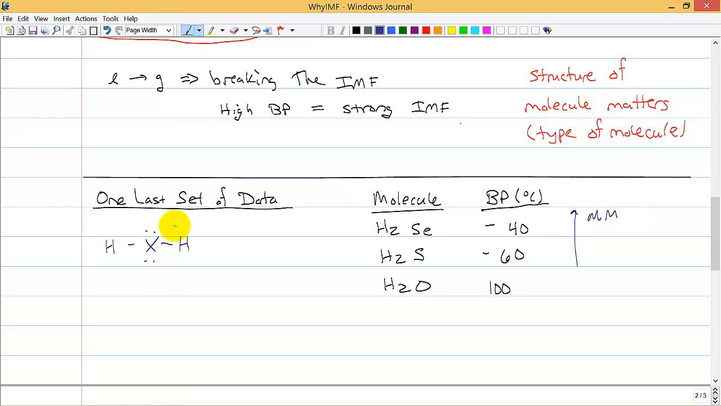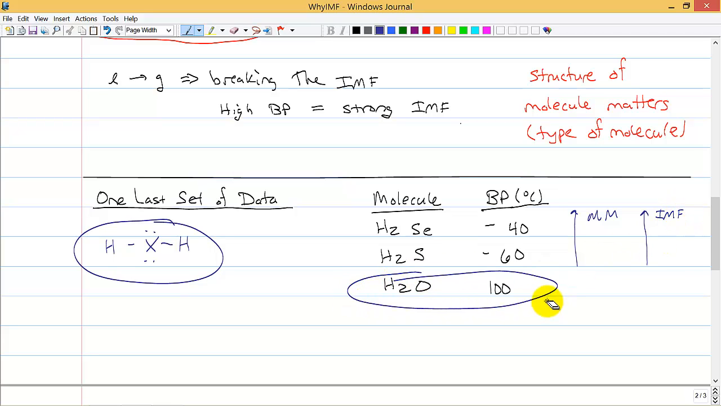They're the same type of molecule. They're these dihydrides. And we'd expect that as we go from H2S to H2Se, we increase the molecular mass, and we should see an increase in the intermolecular force strength, and therefore we should see an increase in the boiling point. However, take a look at water. What's going on there? Water has a boiling point of 100. That's way different. It's hugely different. This doesn't make a bit of sense. How in the world can this be the case?